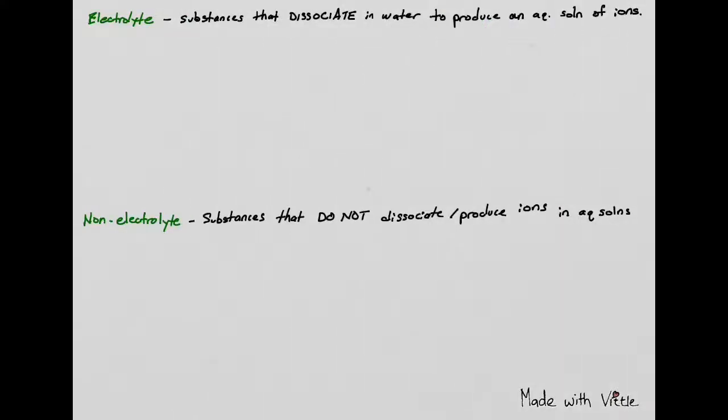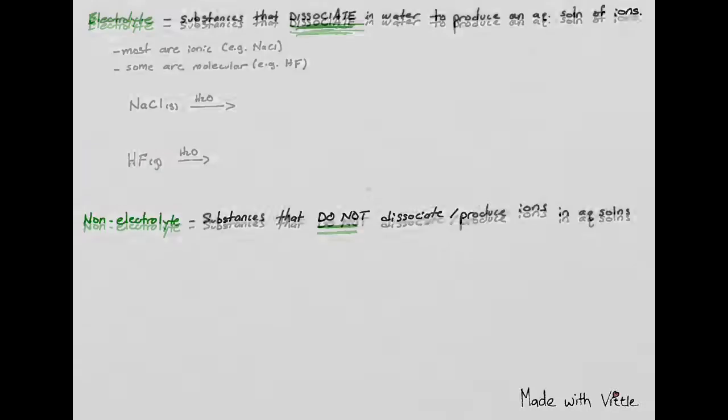An electrolyte is a substance that is going to dissociate in water to produce an aqueous solution of ions. I really want to stress that word dissociates, hence the caps and the underlining. When you think electrolyte, I want you to think dissociation. The opposite of that is a non-electrolyte, which is a substance that does not dissociate to produce ions in aqueous solutions.